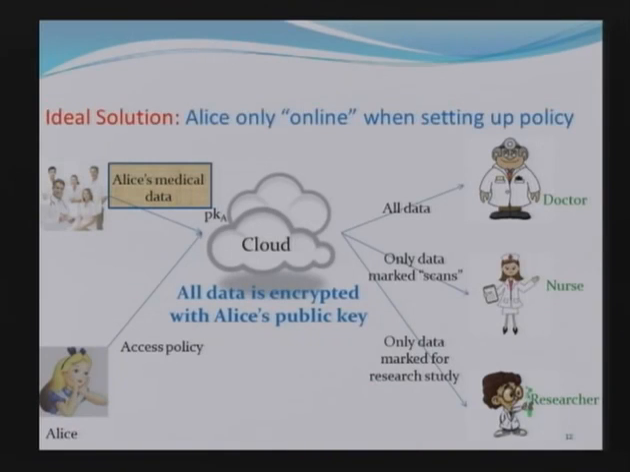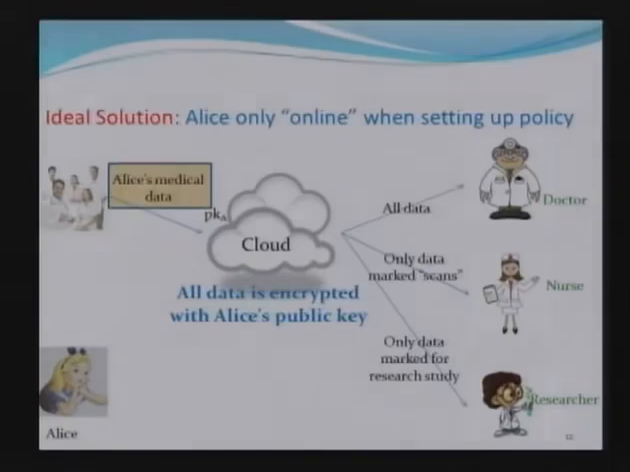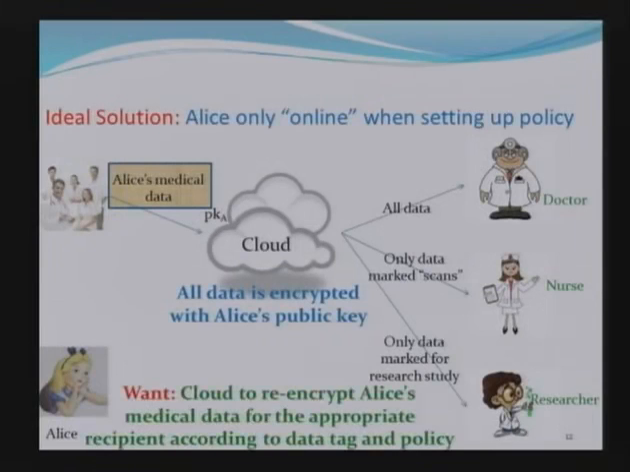So the ideal solution would be as follows. Alice is online only when setting up the policy. She sets up the policy and says these people should get access to these portions of the data. And then she goes away, and she does not need to be available anytime afterwards. The hospitals upload Alice's medical data to the cloud. Somehow the cloud can manage this entire access control and send appropriate data to the appropriate recipients.